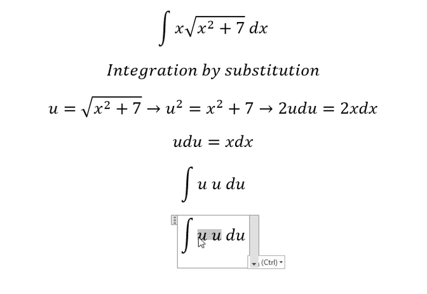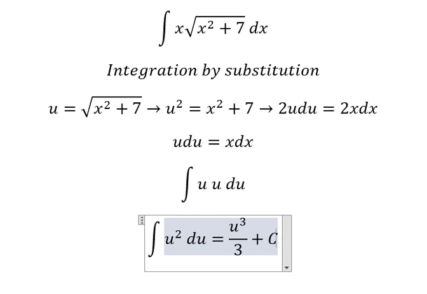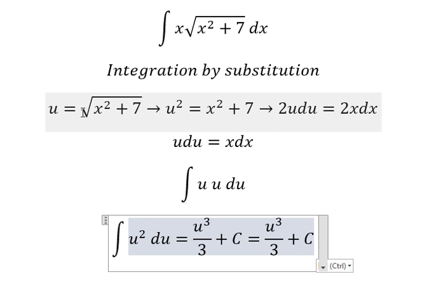This one you get u square. The integration of u square, we have u to the power of 3 over 3. And we put c. About u, that is this one.